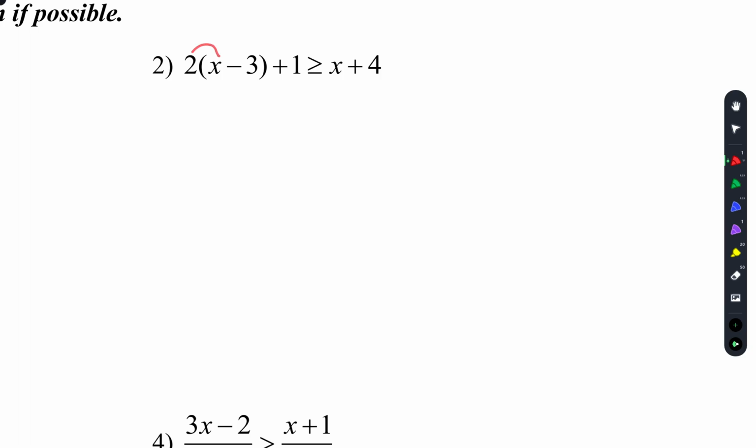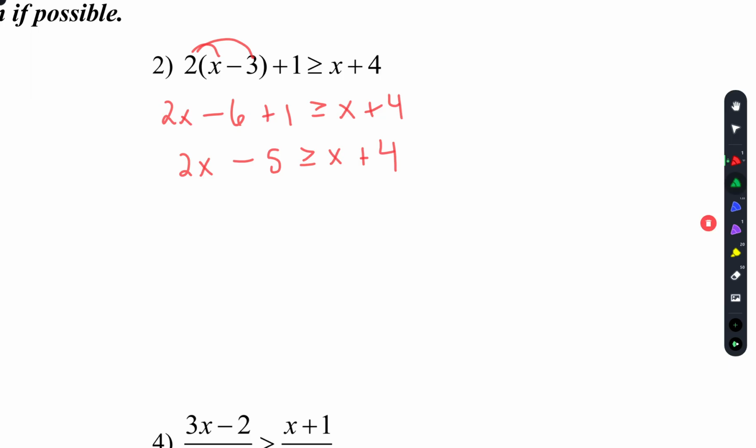You're going to go 2 times x, so you get 2x, 2 times -3 minus 6, and then we've got plus 1 greater than or equal to x plus 4. Then you're going to combine your like terms, like what we've been doing. Nothing's too wild. Just don't make dumb mistakes, like adding wrong, because you guys know what to do. I usually move my x's to where there's more of them.